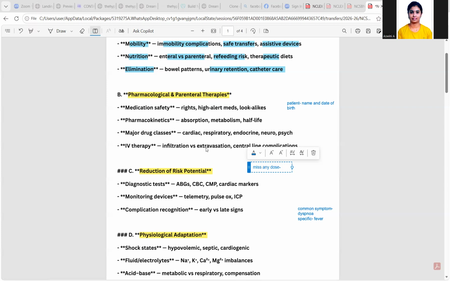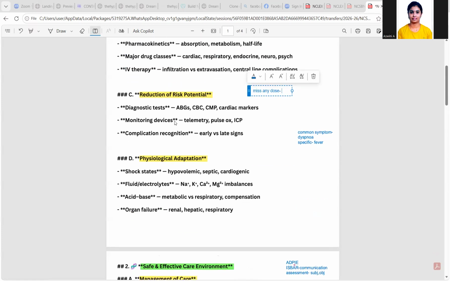Next, IV therapy. IV therapy mainly covers the solutions: isotonic, hypotonic, hypertonic. Then the infusion method, the complications of IV therapy, the peripheral line, central line, and PICC line. PICC line means peripherally inserted central catheter. Mainly the complications: infections, infiltration, extravasation. Such topics come under IV therapy, and these topics are based on pharmacological and parenteral therapy.